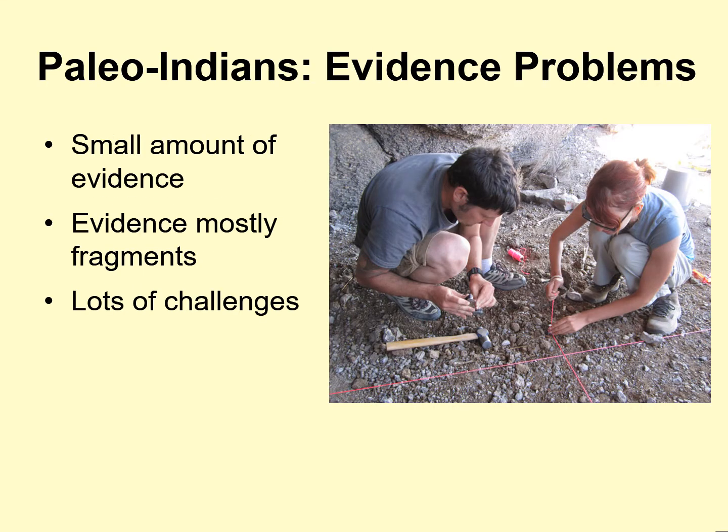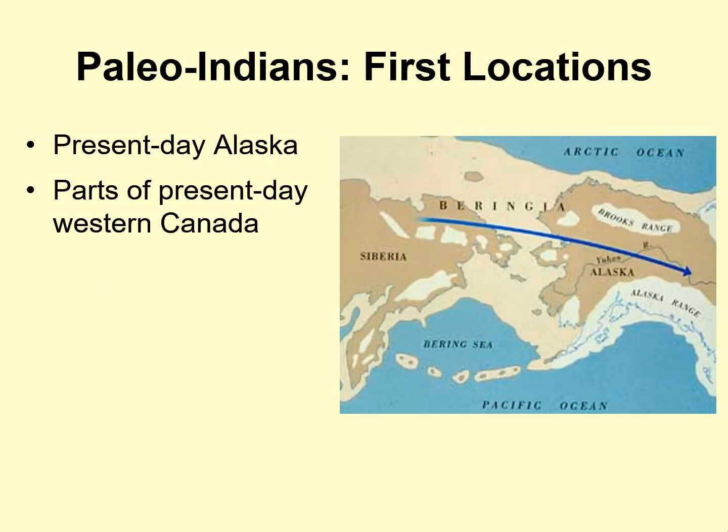There's a relatively small amount of archaeological evidence of the Paleo-Indians, and the evidence that exists is mostly fragments. So archaeologists and historians have many challenges in piecing together this history. Sites in present-day Alaska are where some of the earliest evidence has been found of Paleo-Indian culture. This fits naturally with the Beringia land bridge hypothesis. These sites can also be found in northern British Columbia, in western Alberta, and in the Yukon.